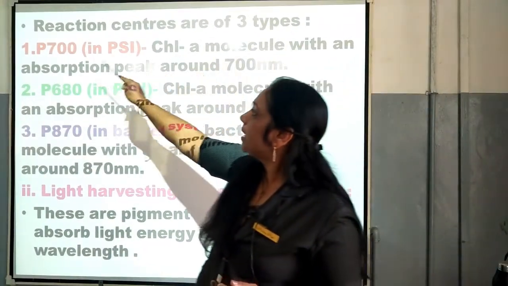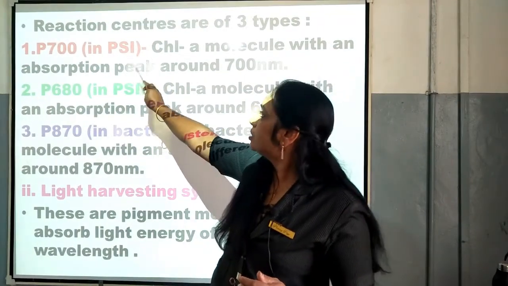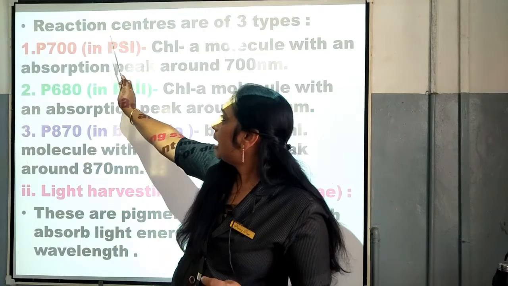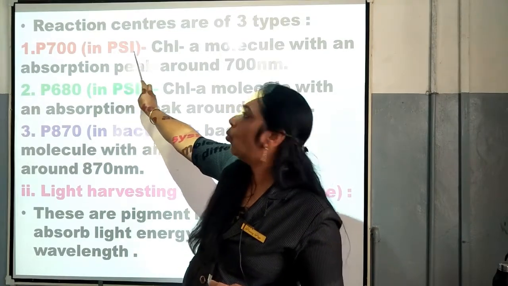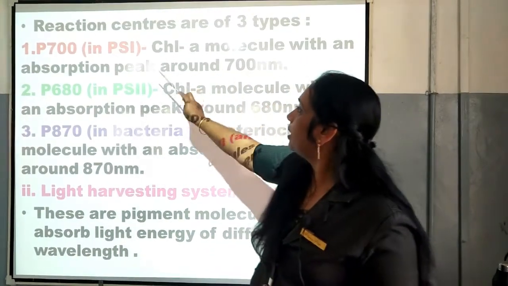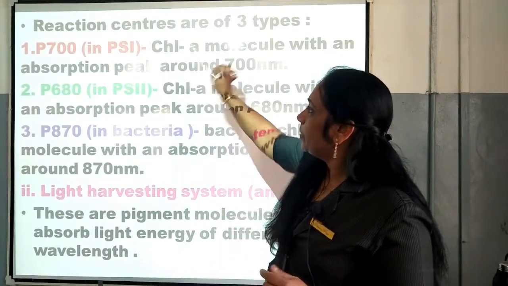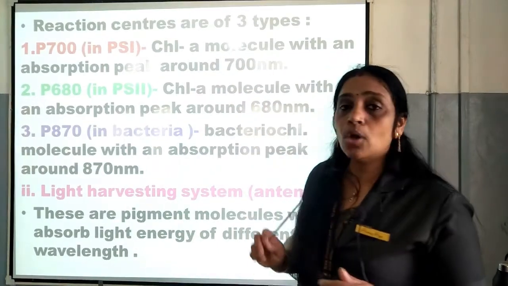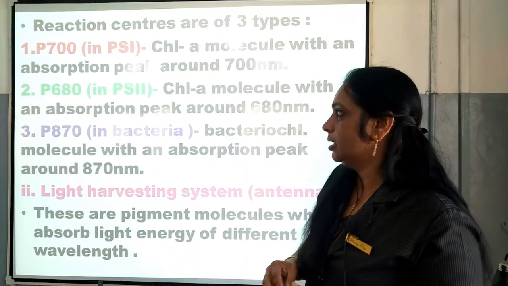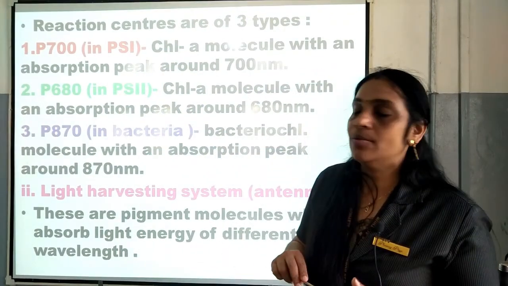Number one, P700, which is seen in PS1, that is photosystem 1. In the photosystem 1 reaction center, a chlorophyll A molecule with an absorption peak around 700 nanometer is present. That is, in PS1, the chlorophyll A molecule absorbs light of around 700 nanometer wavelength. That's why this center is called P700.